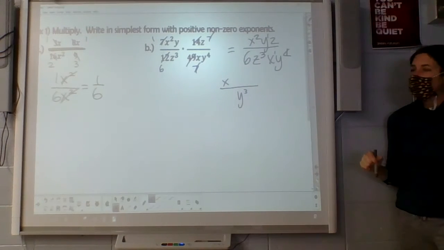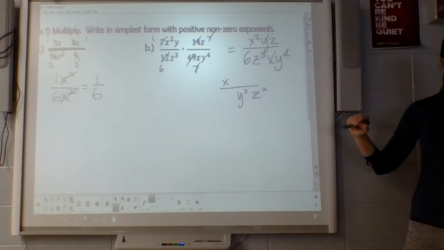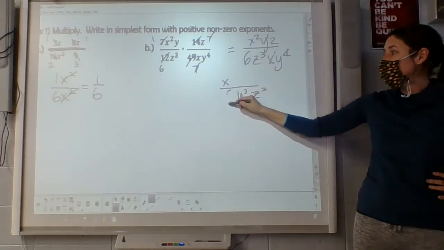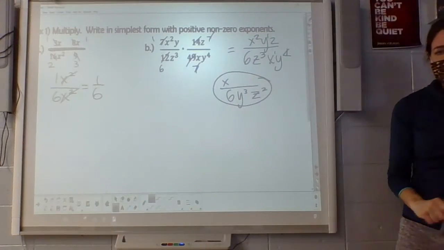Z's? More on the bottom. How many more? 2. Ethan, give me a second to think. You're just blurting it out. There's only a 6 then left on the bottom as well. All right.